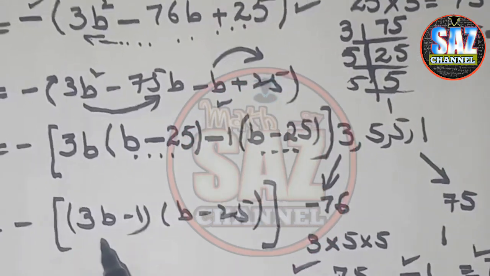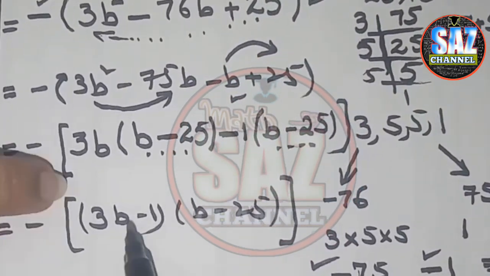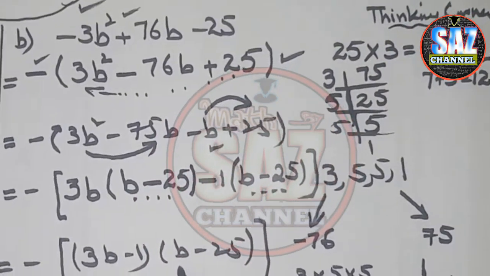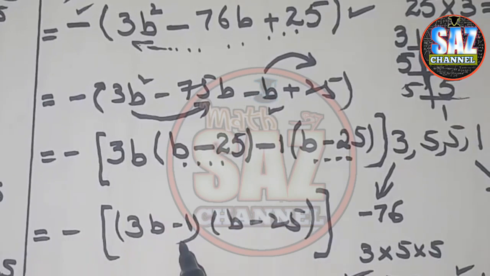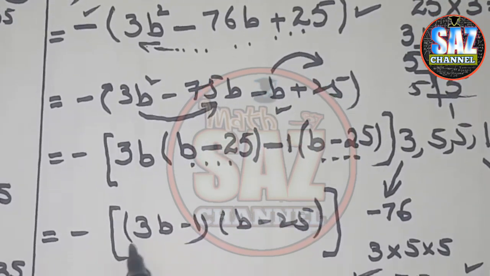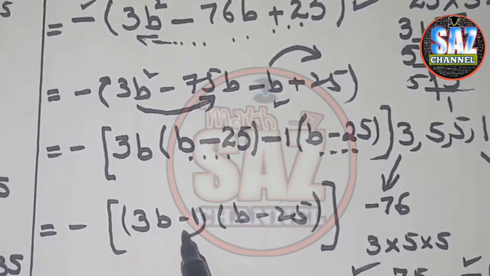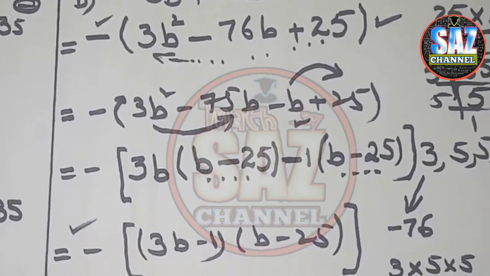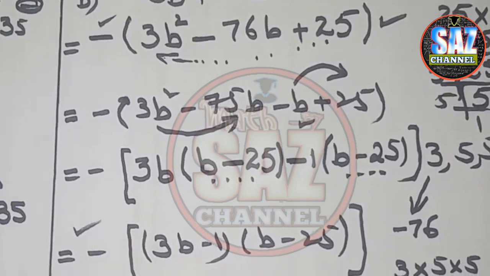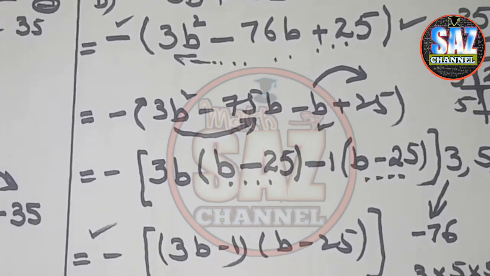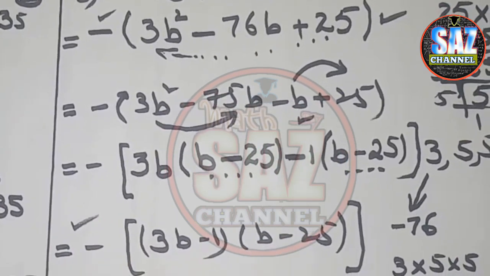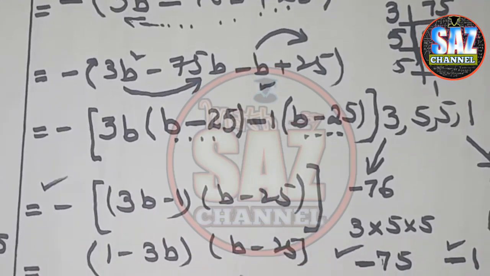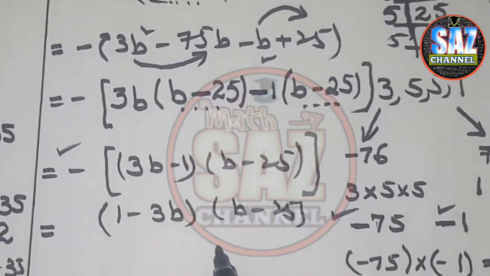Yes. I hope you have understood this part, because we have been doing this part again and again, and this is the important part of factorization questions. You can see that in all factorization questions, our last step is that we are giving our answer in the form of the product of two expressions. Now, we should not forget to apply this minus sign inside the bracket, and then I will be applying the minus sign inside the bracket. I will have 1 minus 3b and b minus 25. I hope you have understood the lesson.